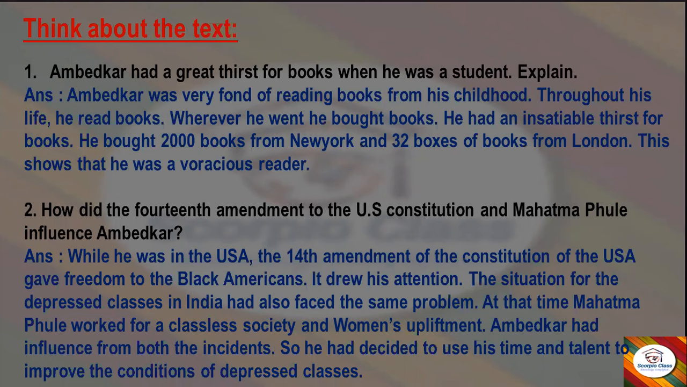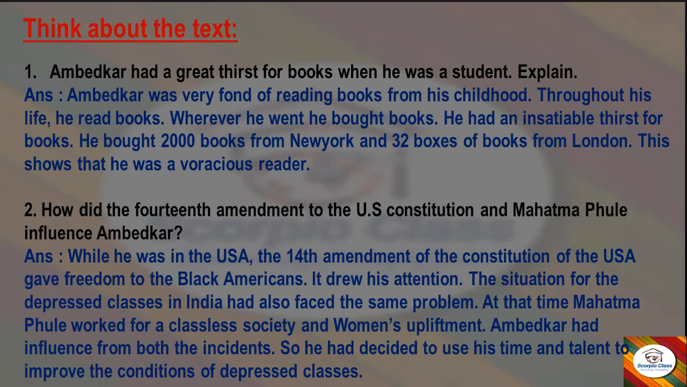Throughout his life, he read books. Wherever he went, he bought books. He had an insatiable thirst for books. He bought 2,000 books from New York and 32 boxes of books from London. This shows that he was a voracious reader.